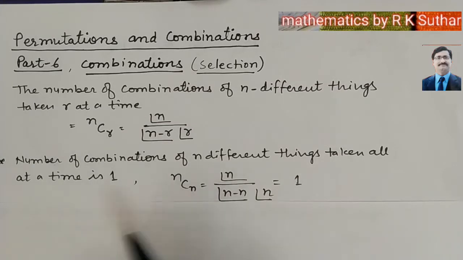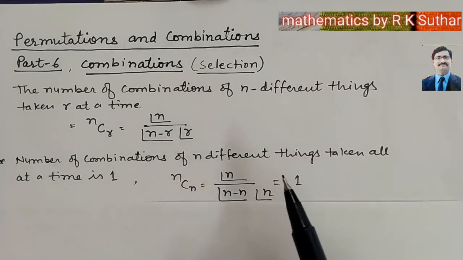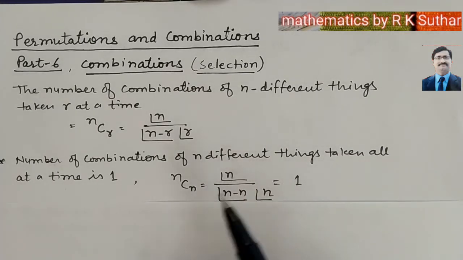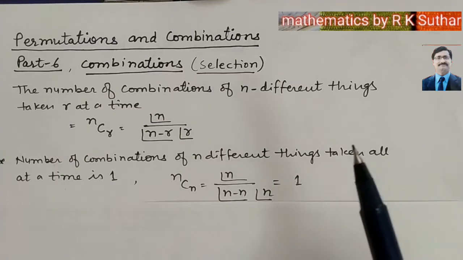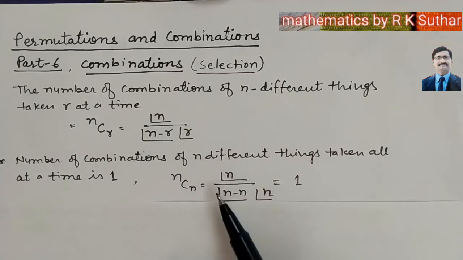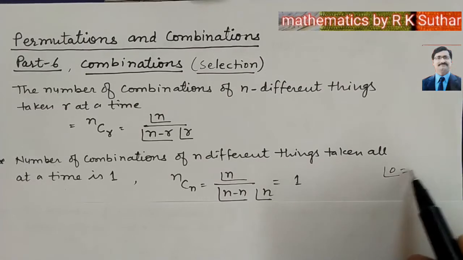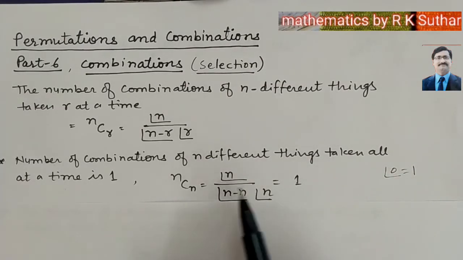is 1. If 5 different things are given and you have to take all 5 different things, then the number of selections will be only 1. Here is how we can do this. nCn equals factorial n upon factorial n minus n and factorial n, and factorial 0 is always 1, so this will be equal to factorial 0, and factorial n and factorial n cancel, we get only 1.